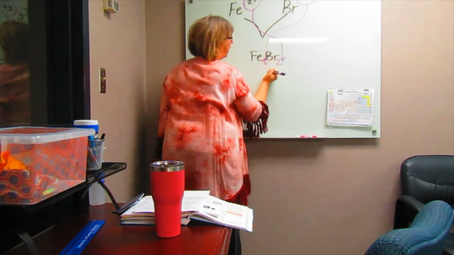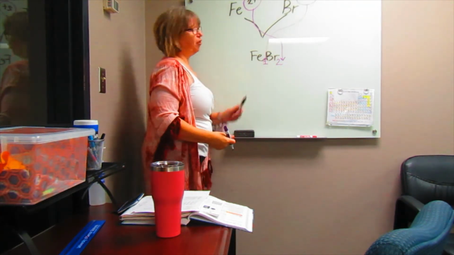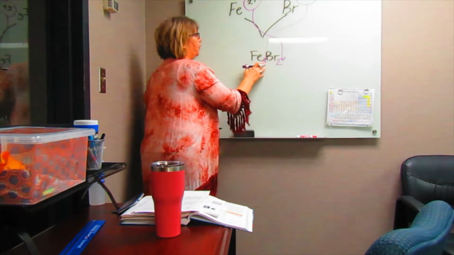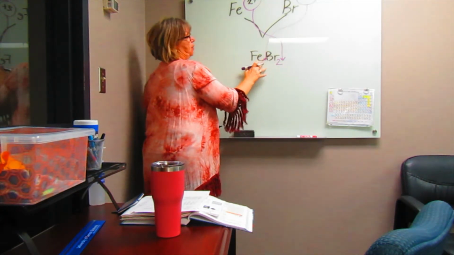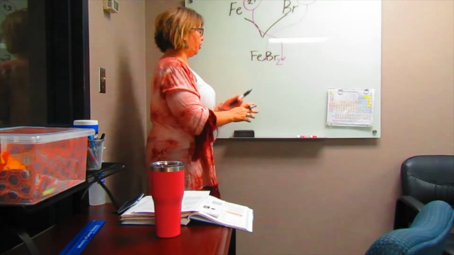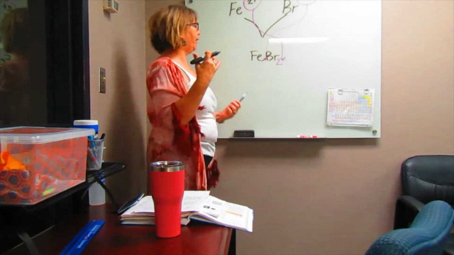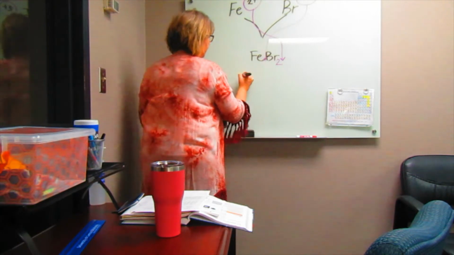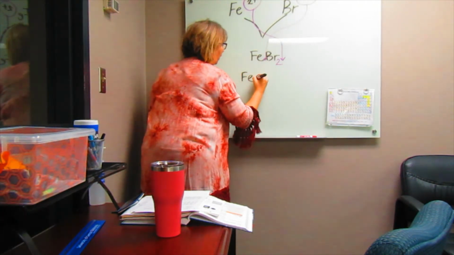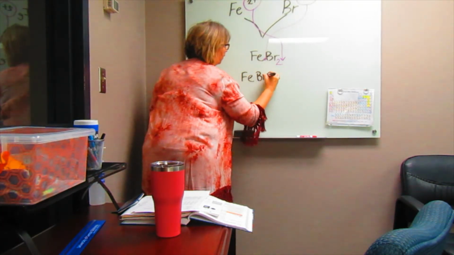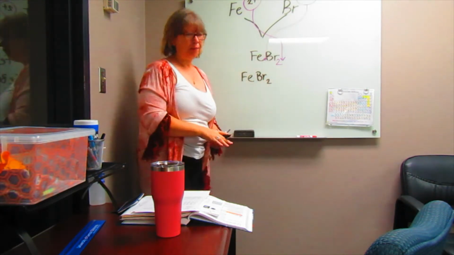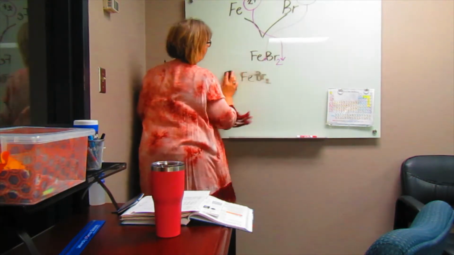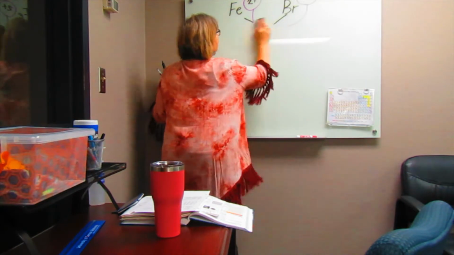But we don't write a 1. That's just redundant. So this is an implied subscript of 1. So our correct ionic compound for a mixture of iron and bromine is FeBr2. Okay? So let's apply this concept to something else.